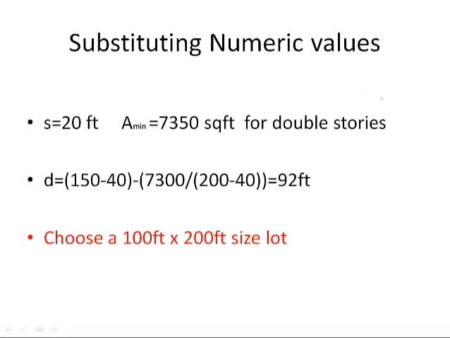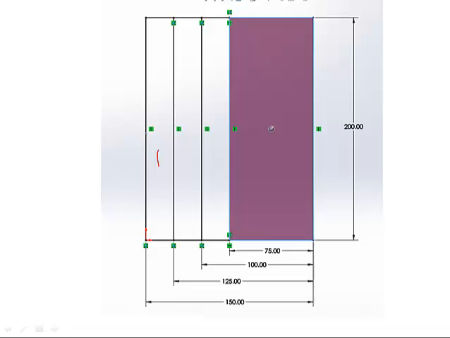Now, if we want to put the structure on two stories, we'll divide the minimum area by 2. So the minimum area will be 14,700 divided by 2, which is 7,350 square feet for each story. And then the new distance D that we'll compute with this new minimum area will be 92 feet. So 92 feet would be the distance from here to here. We'll select a lot of 100 by 200 square feet, which is a minimal lot size.